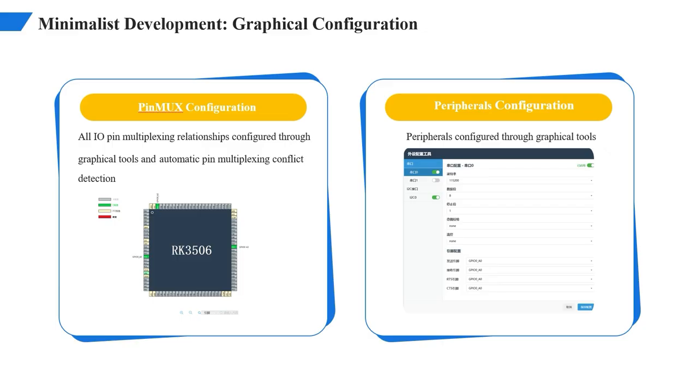And now let me zoom in. Let me zoom in on our graphical configuration UI. All the I/O pin mux pin relationships are configured through the visual tools. No more poring over 1,000-page reference manuals to find the right pin assignments. The system automatically performs the pin multiplexing conflict detection, preventing configuration errors before they reach the hardware.